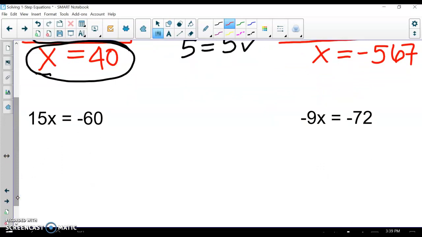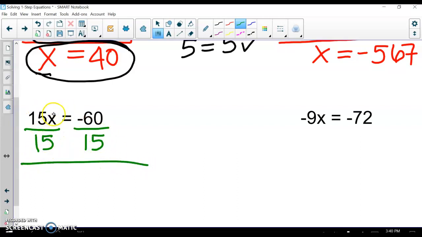We have 15x is equal to negative 60. So we divide because we're multiplying here. If you see a number right next to a variable, that's multiplication. So we're going to divide by 15. What we do to one side, we do to the other. Divide by 15. So we get 15 divided by 15 gives us 1x. Bring down our equal sign. Negative 60 divided by 15 is equal to negative 4.